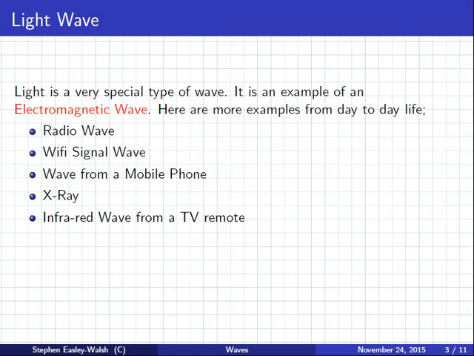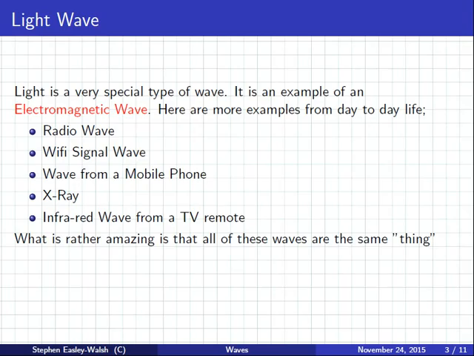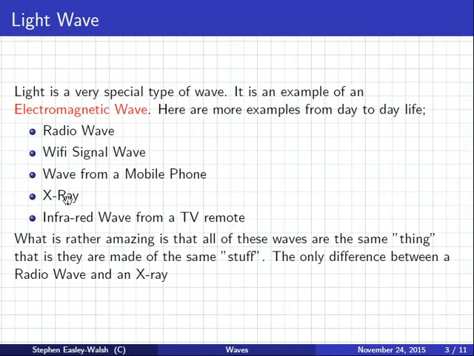Okay. So what is rather amazing, I think, about all these waves is that they're all the same thing. They're all the same type of wave. So when you think about an X-ray at the hospital, and you think about your Wi-Fi signal, you don't think about them being the same thing. Or when you imagine a radio wave, maybe you can imagine that's the same as a mobile phone, because you talk on them. But it's hard to imagine that all of these are the same thing. They all come from the same family. They're all made of the same stuff.